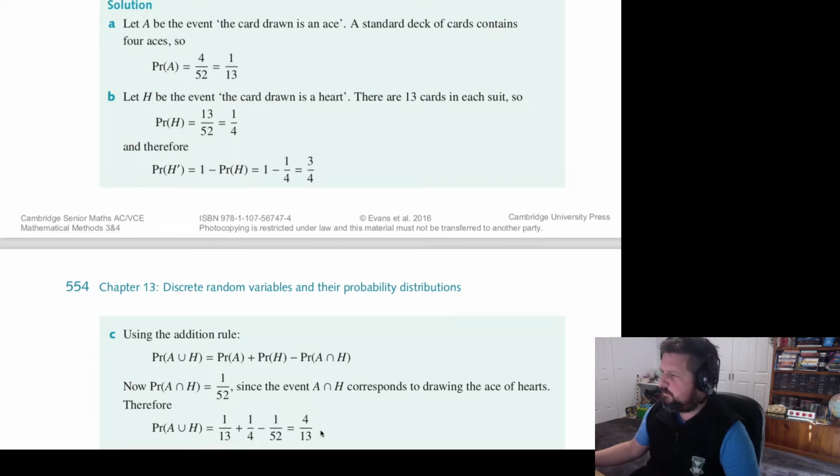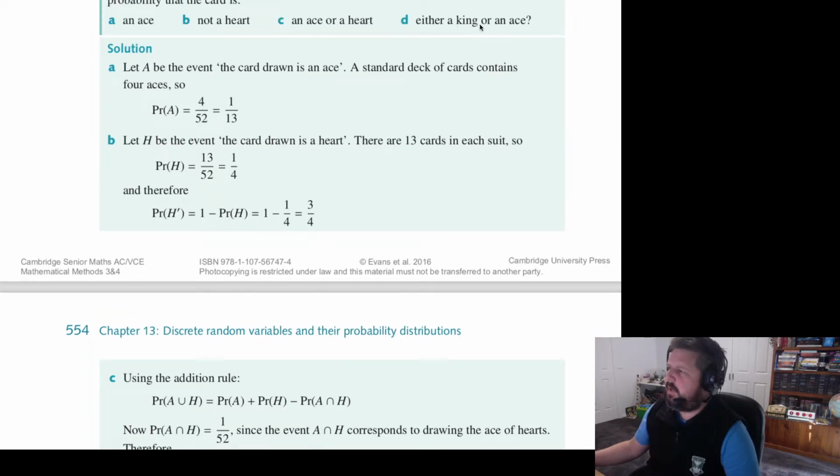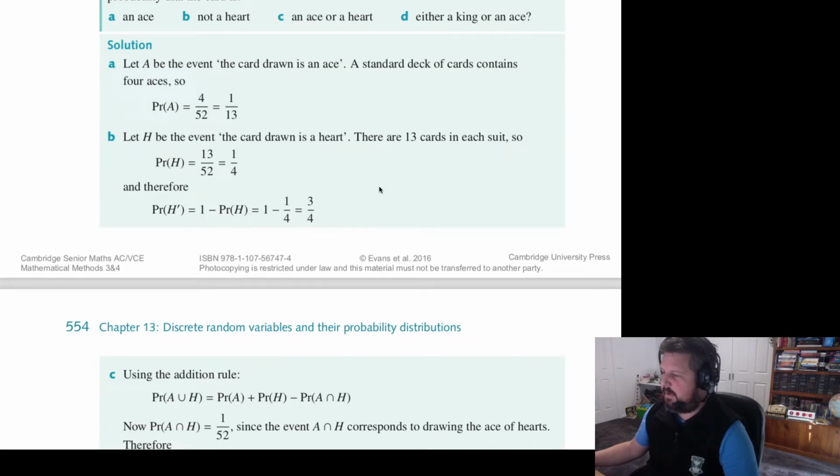4/13. Last one was either a king or an ace. Again, you cannot get a king and an ace at the same time. They are mutually exclusive. So therefore, we can consider that when we're working out the addition of those.